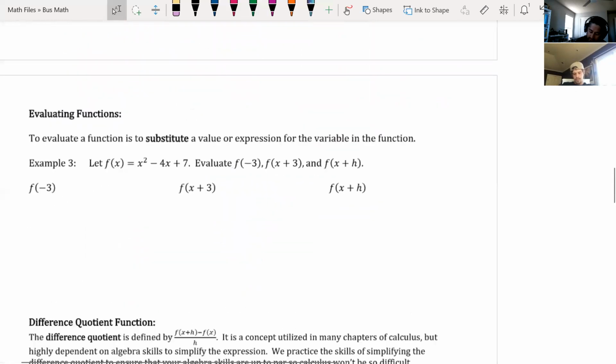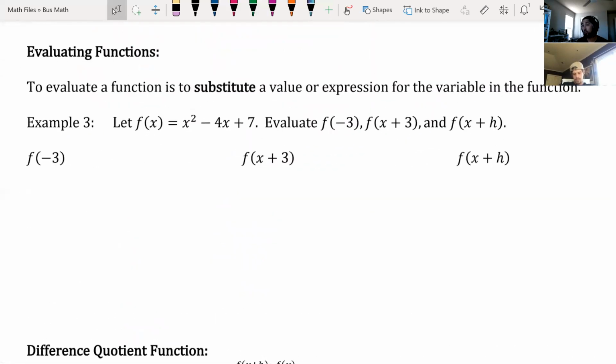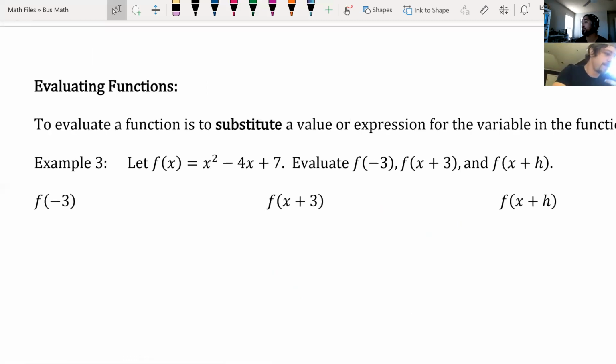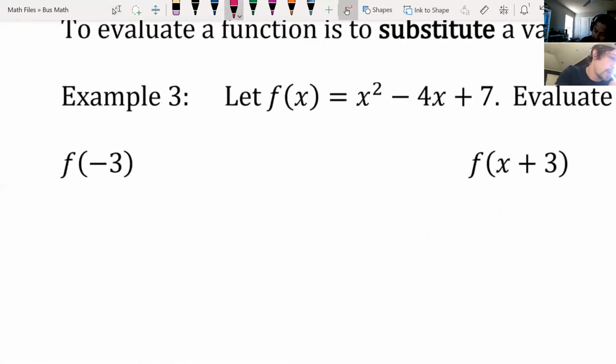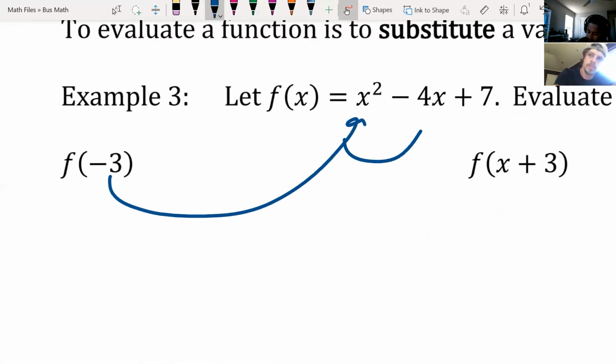Now let's get into evaluating a function. To evaluate a function means to substitute a number or a term in for x. More than likely, it's always x. So we say substitute or we say plug in, right? Let's go ahead and try evaluating this given function of x squared minus 4x plus 7, and let's evaluate it first by plugging in -3 for every x. So this says f of -3. This means you plug -3 in for every x and you simplify.